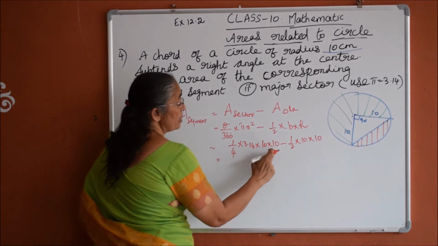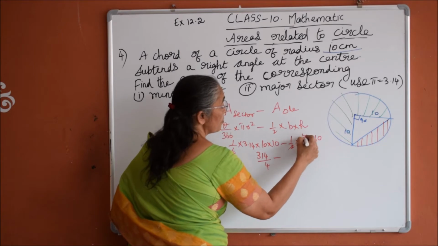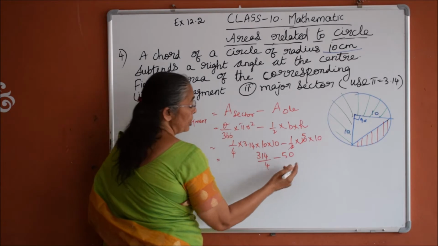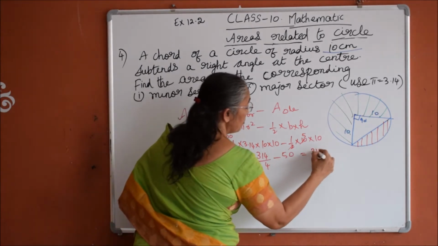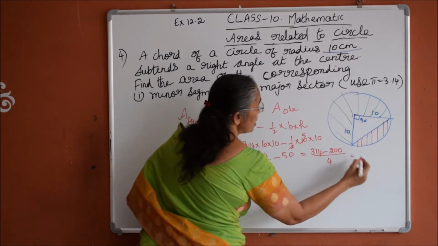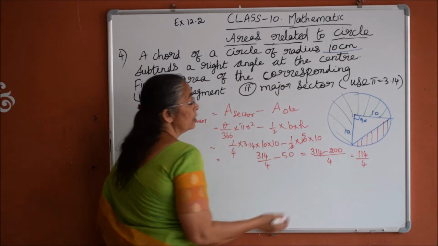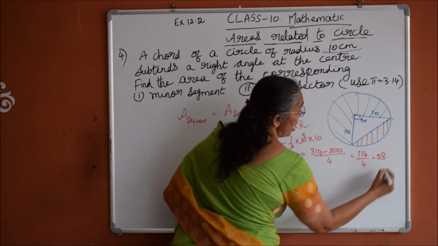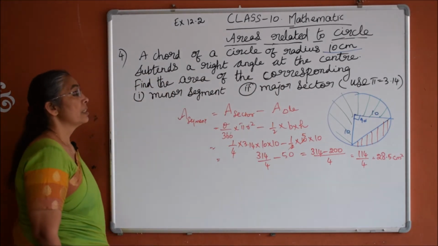So, this is 314 by 4 minus 50. If you want, take the LCM and keep it as it is. So, now this is 314 minus 200 divided by 4, which is nothing but 114 divided by 4, this is the area. Okay, let me do the simplification also: 28.5 centimeters square. So, we got the area of the segment part.